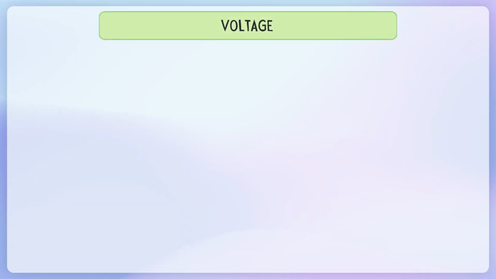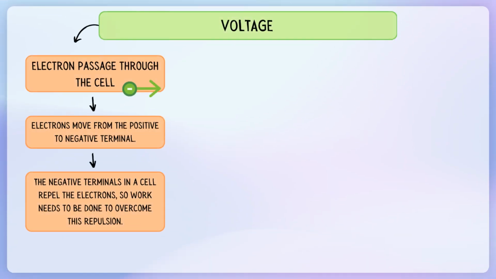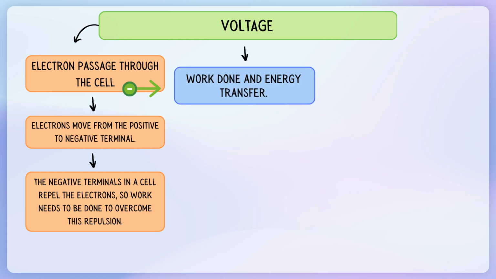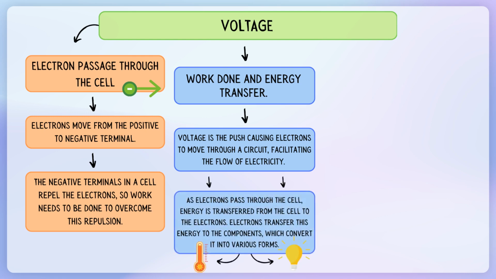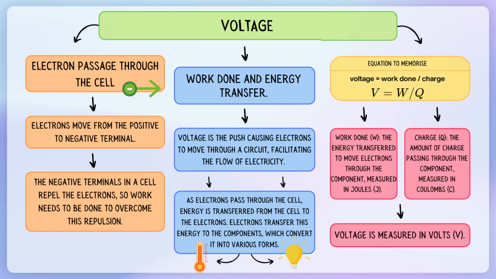In today's lesson, we explored the concept of voltage and its crucial role in energy transfer within electrical circuits. We learned that voltage, or potential difference, is the push that causes electrons to move through a circuit. This push is essential because it enables the transfer of energy from the cell to the electrons, allowing them to overcome repulsion and flow through the circuit. By grasping these concepts, we can better analyze and design electrical circuits for a wide range of practical uses.